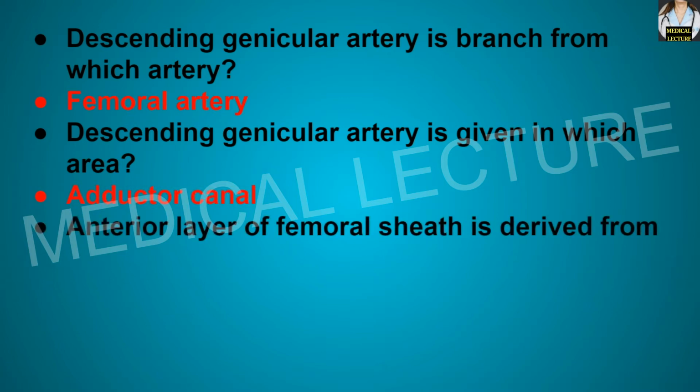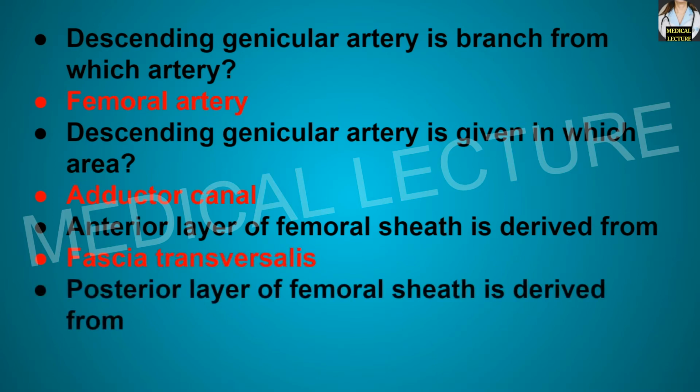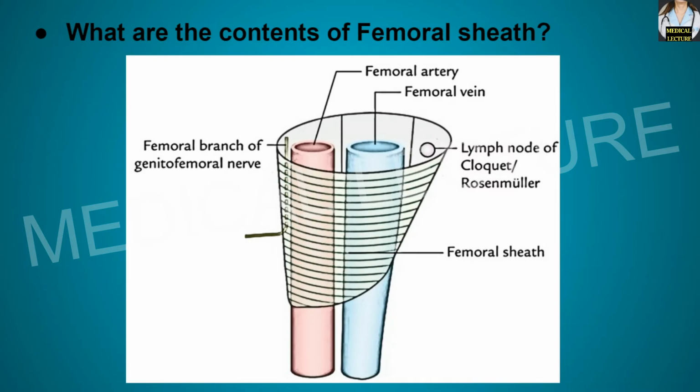Anterior layer of the femoral sheath is derived from fascia transversalis. Posterior layer of the femoral sheath is derived from fascia iliaca. Now very important, what are the contents of the femoral sheath? So in the lateral compartment of the femoral sheath, there is the femoral artery and the femoral branch of the genitofemoral nerve in the lateral compartment. In the middle compartment, there is the femoral vein, and in the medial compartment, there is the lymph node of Rosenmuller.